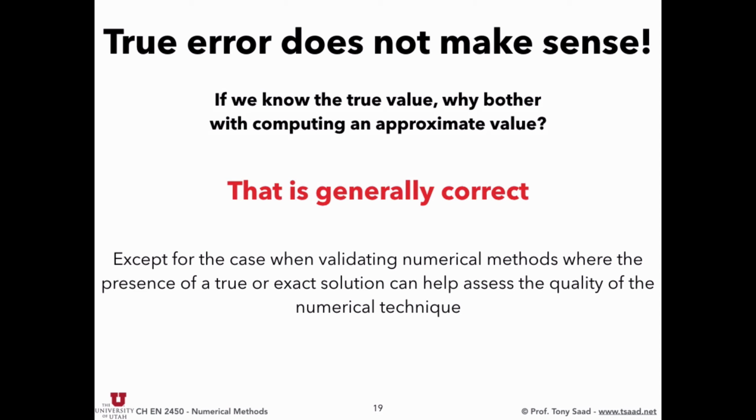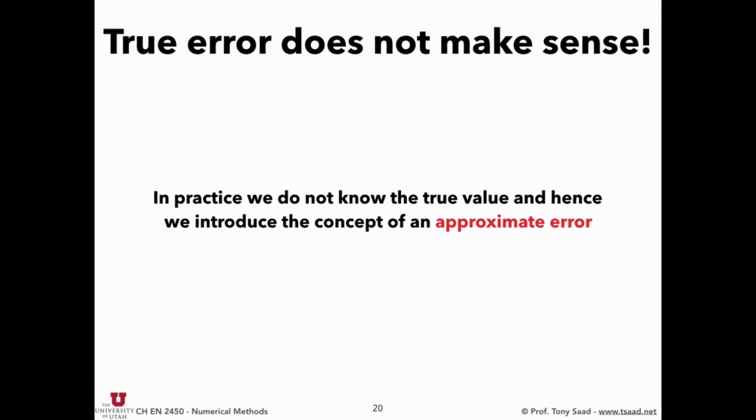Now, those systems are typically limited in scope. They're simple, because we're able to get an exact solution, but yet they give us enough confidence in the method itself. Okay. Now, in practice, we really do not know the true value. Let's say you're measuring temperature in a complex reactor, we don't really know the exact answer. So we want to introduce the concept of approximate error.